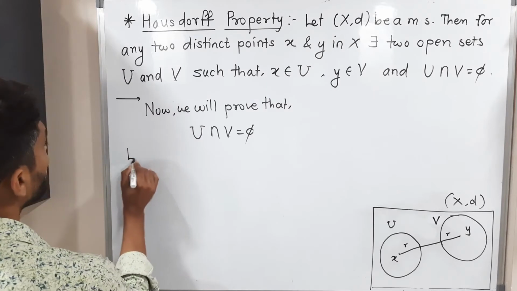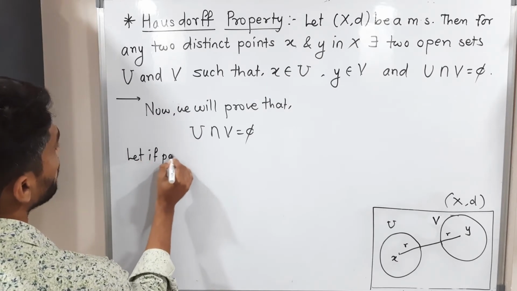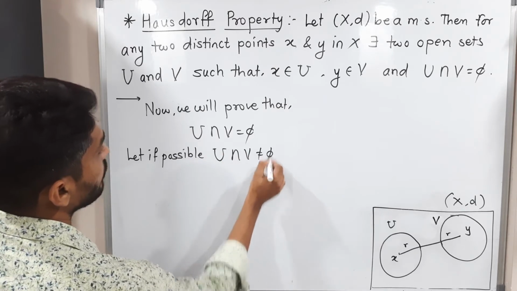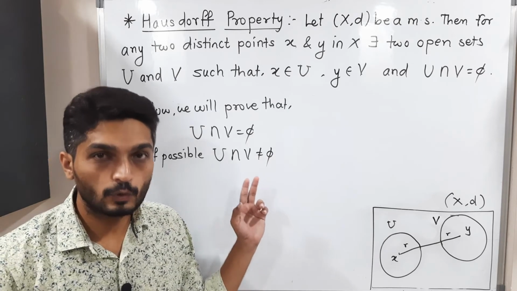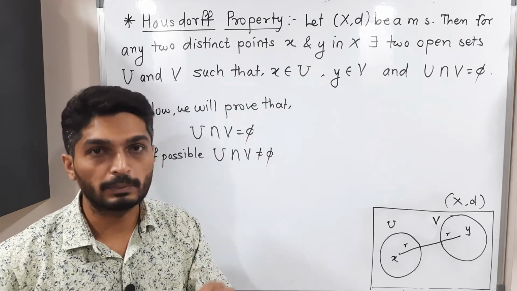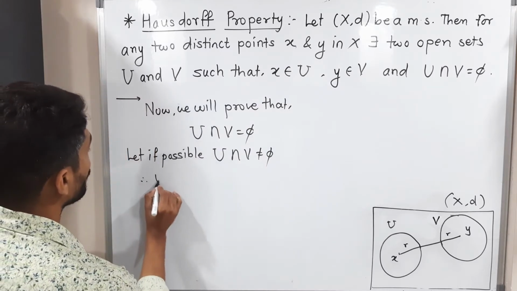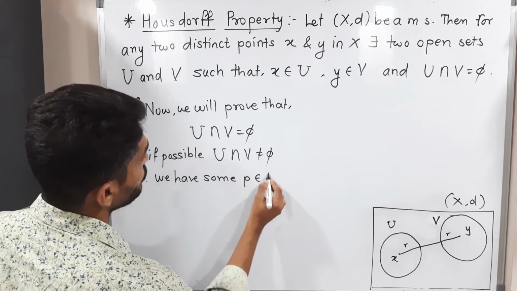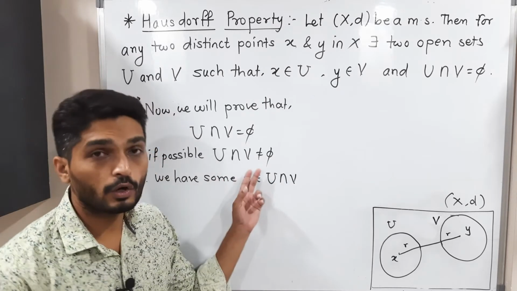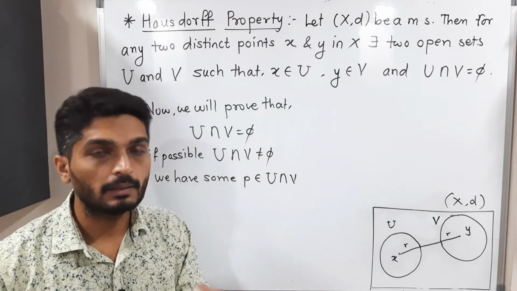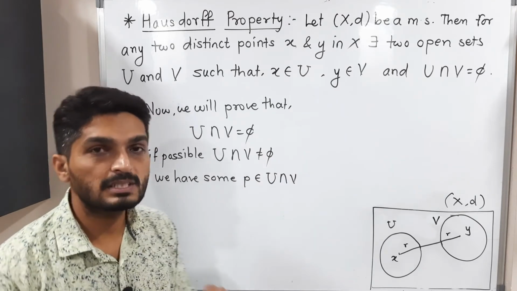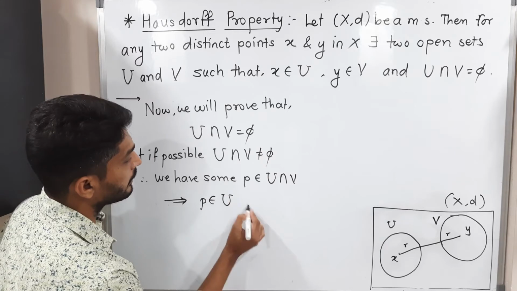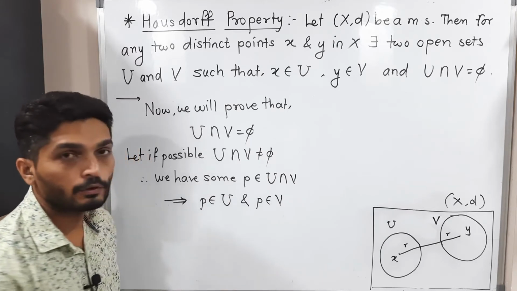So I will write, let it be possible that U intersection V is not equal to phi. That means this set is non-empty, so at least one element will be there. Therefore we have some p belonging to U intersection V. Intersection means and, so p lies in U and p lies in V. So it is an element of both sets.